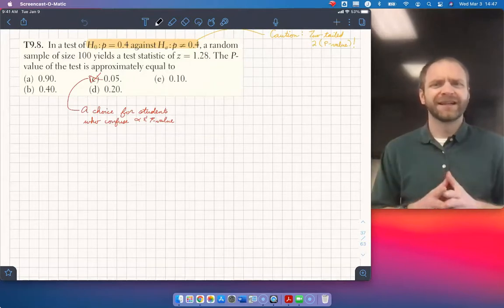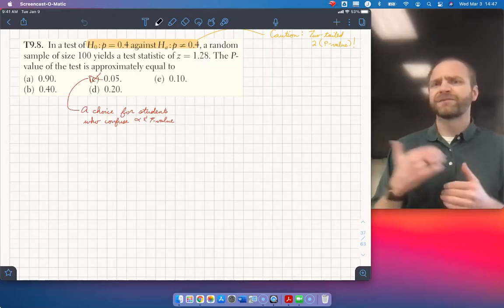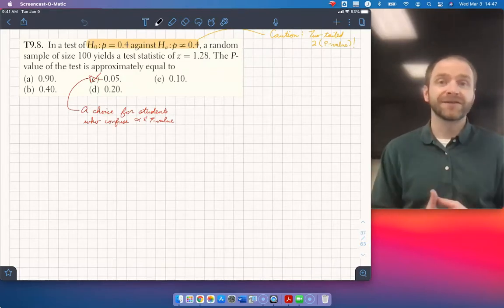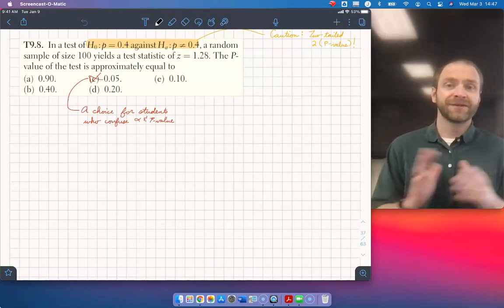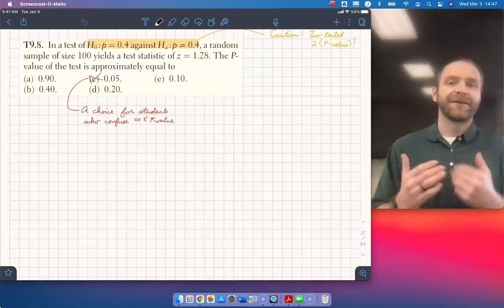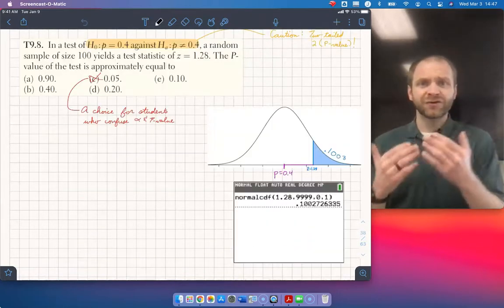Not strongly in the beginning, but if I had choices, I would go there because C is a choice for students who might confuse p-value and alpha level, or they might say, hey, 0.05 is bigger than 0.04. I'm going to eliminate 0.05. I personally think that's one of the choices because someone might get alpha level confused with p-value. So if we continue on, I'm going to draw this out.